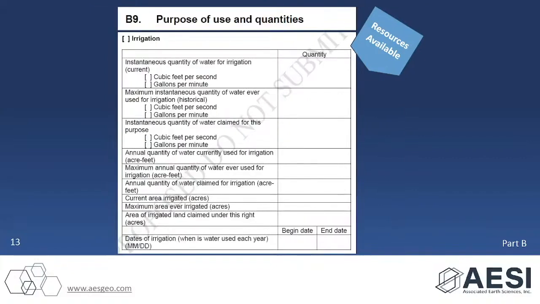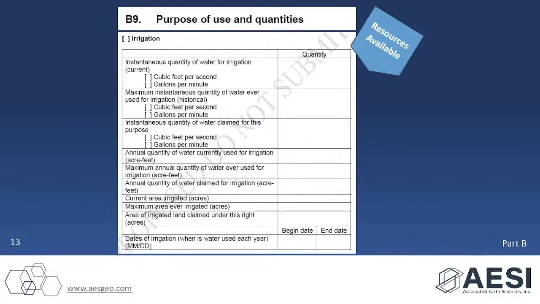Then they have a table for each type of water use. I'm going to go kind of thoroughly through the irrigation because many of these questions are the same for each table. For irrigation, first is instantaneous quantity of water. This is the gallons per minute if it's a well, cubic feet per second if you're diverting from a surface water. They want to know what's the current rate you're using, what's the maximum rate you've used, and what you are going to claim. You might have a water right for 250 gallons per minute and you've always used that. You're using it now, that's the highest you've ever used, that's what you're claiming, straightforward.